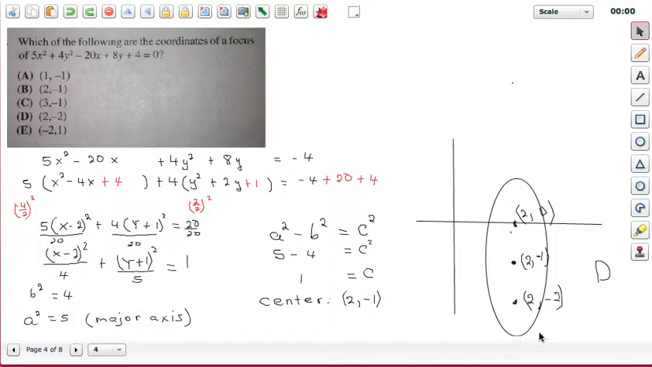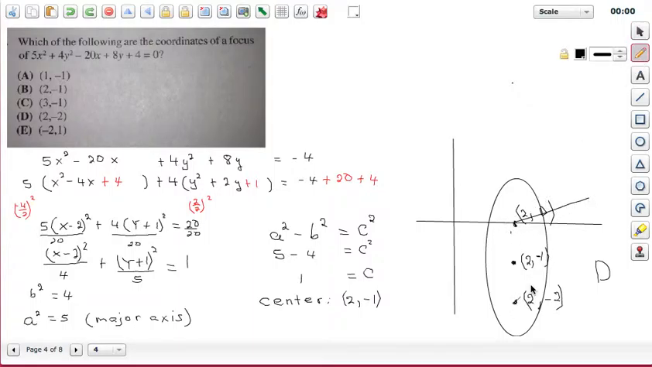So we know that the ellipse is going to run parallel to the y-axis, and we know that this is the major axis. So a squared is 5 and b squared is 4, and this is the major axis right here. C squared is equal to a squared minus b squared, 5 minus 4, so c is 1. So from the center, you count 1 point above and 1 point below, and these 2 points are your focal points.